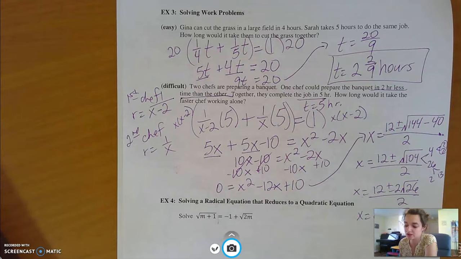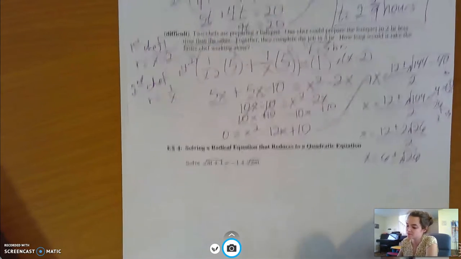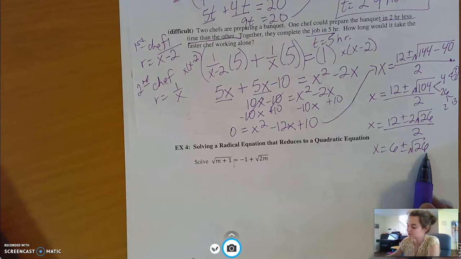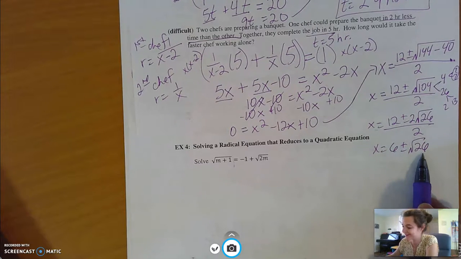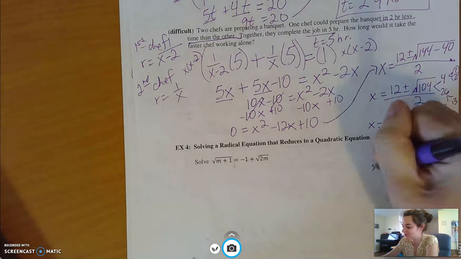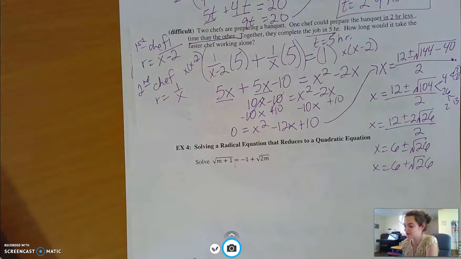Now, thinking about, am I going to have 2 answers or just 1 answer? If you add the square root of 26, we're going to get a positive answer. If I do 6 minus the square root of 26, then it'll be okay, but then when you subtract 2 again, it doesn't work out so well. So we're actually only going to get 1 answer for this one. We're going to have 6 plus the square root of 26 for the time for the second chef. So this is the slower one.